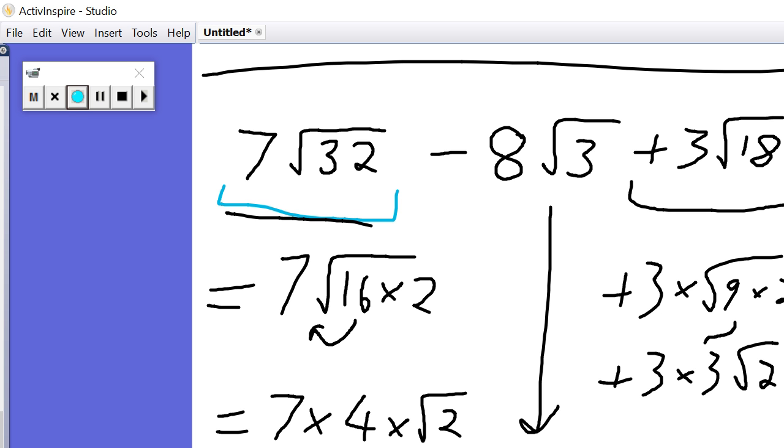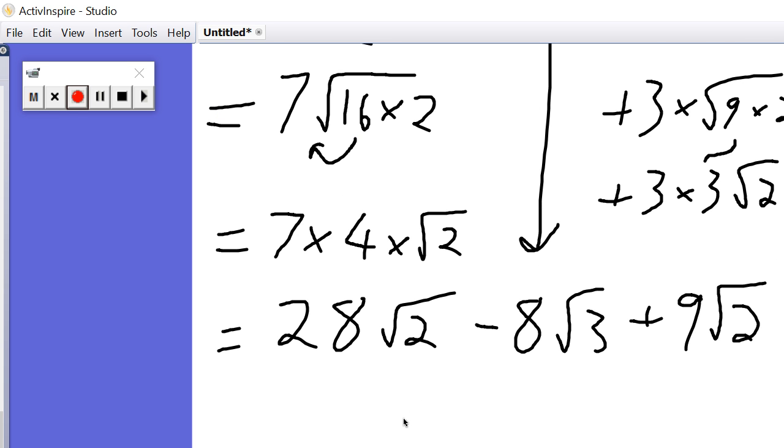Oh, we can now see that I've got a root 2 in the first term and root 2 in the third term. But lastly, let's have a look at this one. 5 lots of root 12. Now 12 is 4 times 3. There's our squared number hiding in there. So as it comes out, we will have 5 lots of 2, square root of 4 on the way out, times root 3, which is 10 root 3.